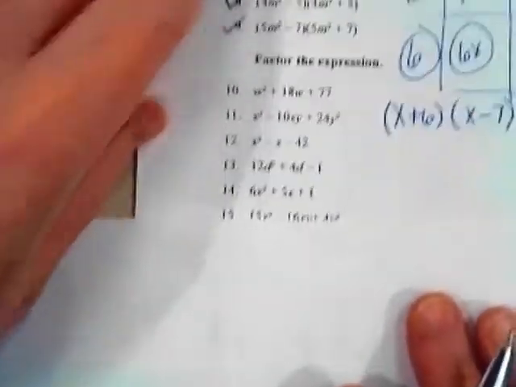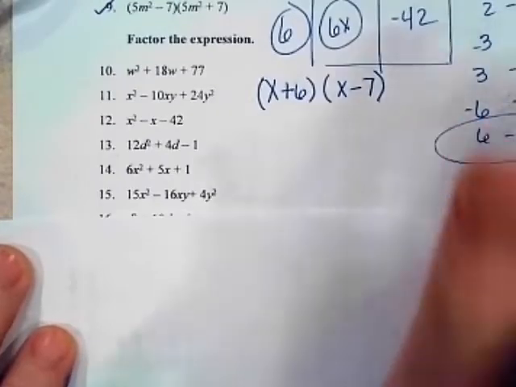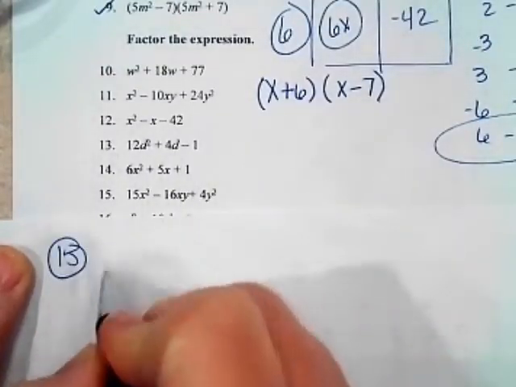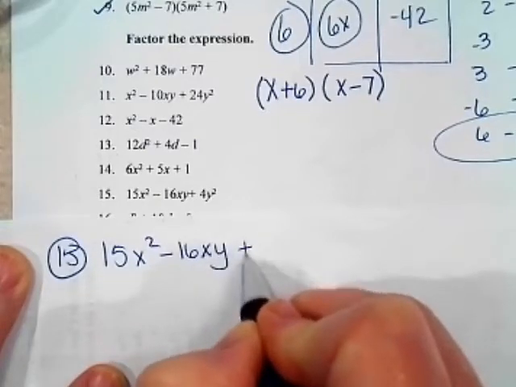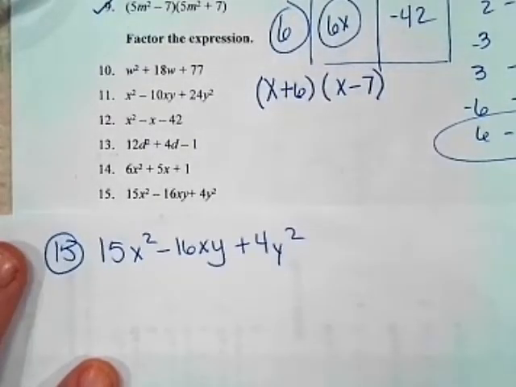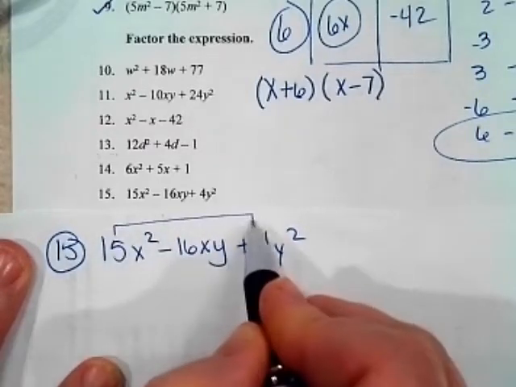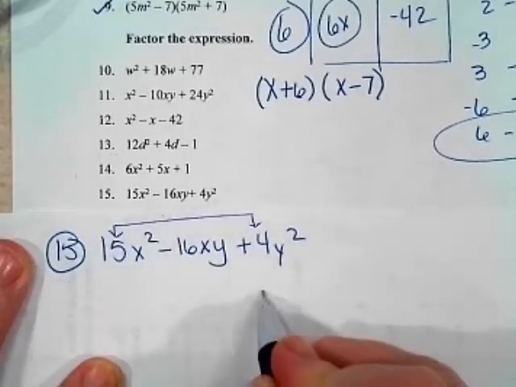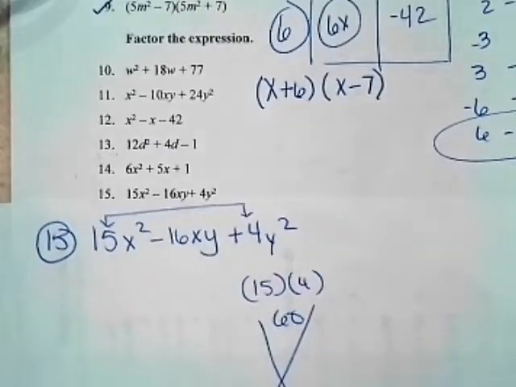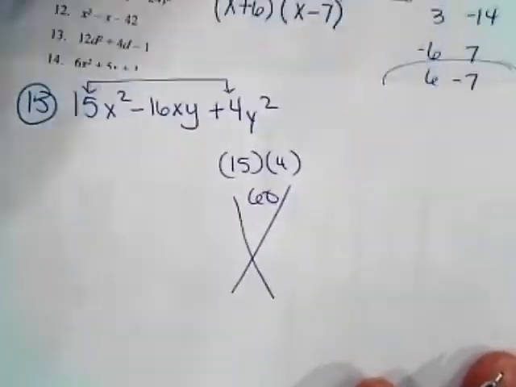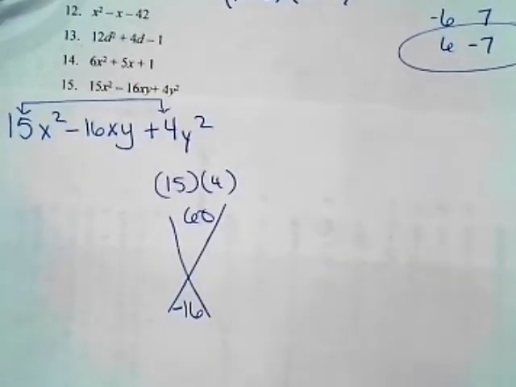15. Question 15. It says 15x squared minus 16xy plus 4y squared. Now you got two variables here, so you know you're going to have x's and y's involved, and we're going to multiply the a and the c together. 15 times 4 is 60. So I want numbers that will multiply and give me 60, but are added together to give me negative 16.